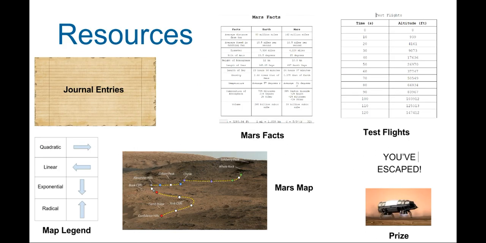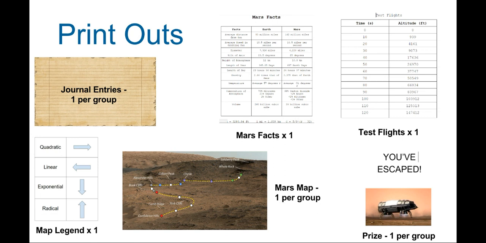The game revolves around the astronaut's journal. There are 4 puzzles for 4 locks. Handouts for this game are the journal entries, which are 9 pages, map legend, Mars facts, test flights, Mars map, and price sheet. The printouts are the journal entries, the Mars map, and price sheet. These are needed for each group. Only one copy is needed for the map legend, Mars facts, and test flights handouts.